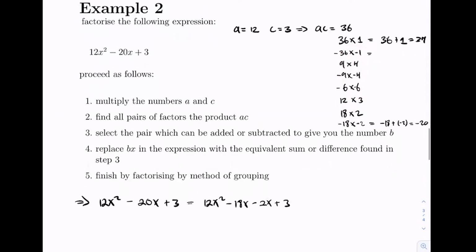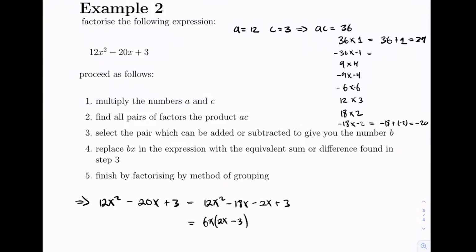which now looks like an expression which we can perform the method of grouping on. We should ask ourselves what is common in the first two terms, right? So when I look at the first two terms, I realize that 6 is common. So I can factor out 6 here, which gives me 6x. And this is 2x minus 3.